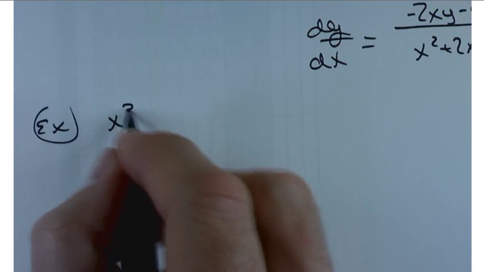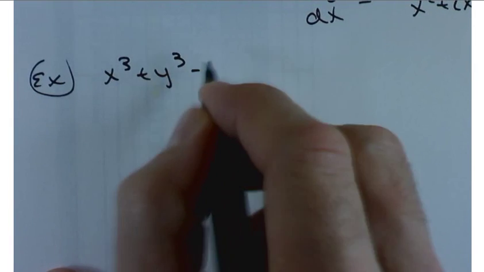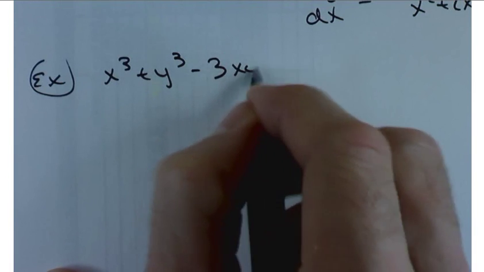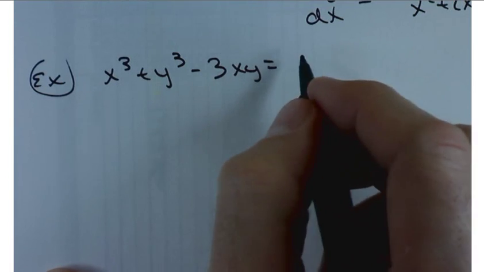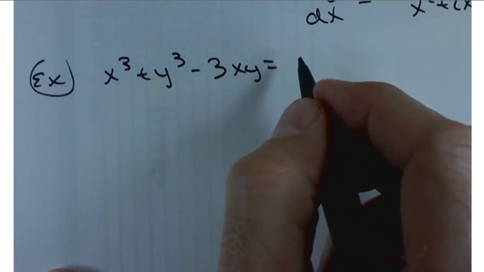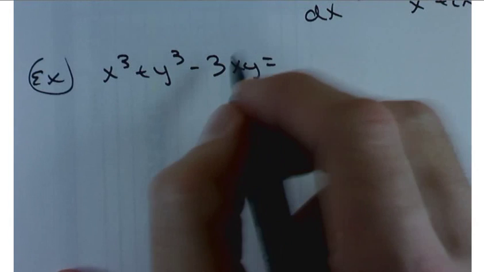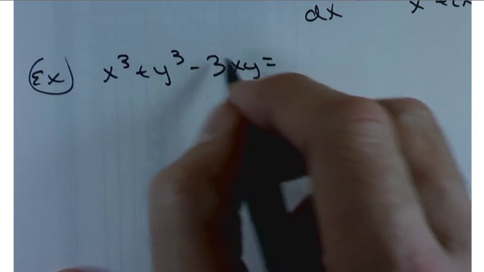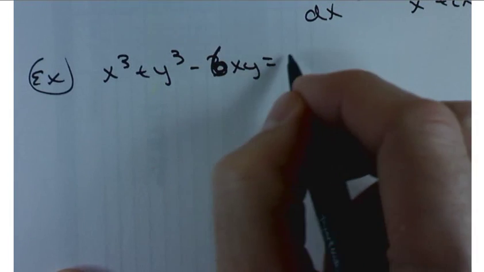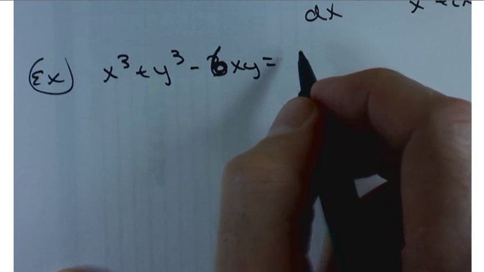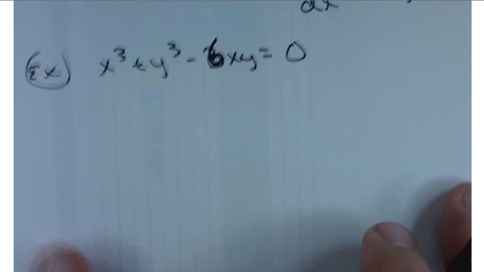So we've got x cubed plus y cubed minus 3xy equals, you know what? I think it's 6xy. I think they let a equal 2. Yeah, so let's make this. Let's let a equal 2. That way it matches the equation in the book. So something like this.